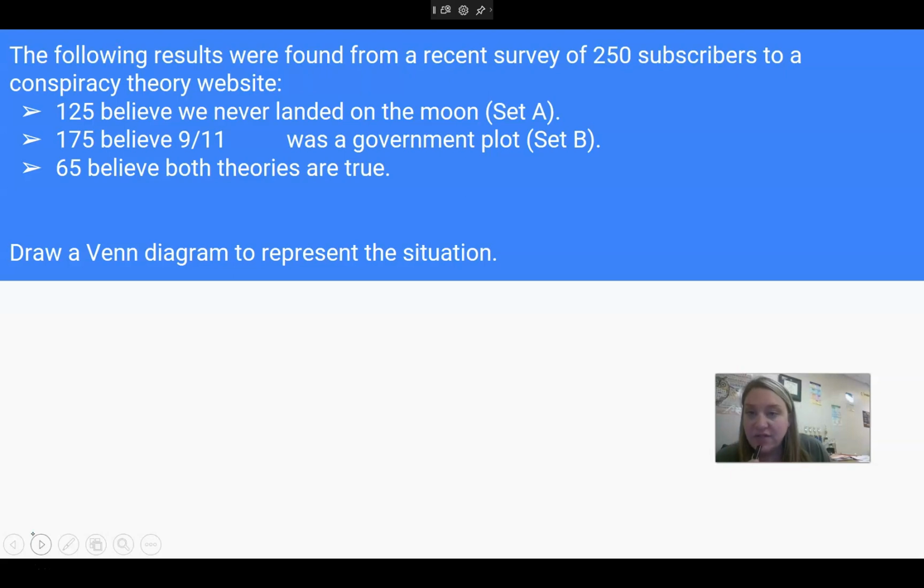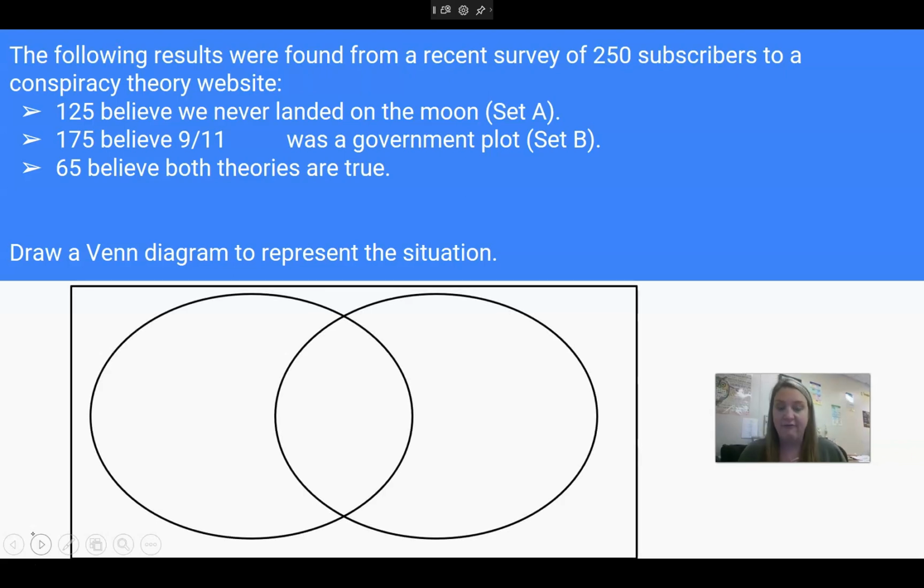All right, the following results were found from a recent survey of 250 subscribers to a conspiracy theory website. 125 followers believe that we never landed on the moon. That's going to be set A. 175 followers believe that 9/11 was a government plot. That's set B. And then 65 followers believe that both theories are true. We'll just draw a Venn diagram to represent the situation.